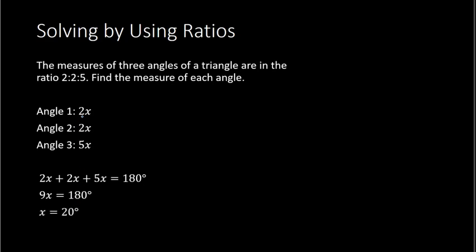So if x is 20, then angle 1 is 2 times that, which is 40. Angle 2 is also 2 times 20, which is 40. And angle 3 is 5 times 20, which is 100. So my 3 angles are 40, 40, and 100. And I can double check because they would add together to give me 180, and the ratio would be 2 to 2 to 5. So therefore, we do have the correct solution.